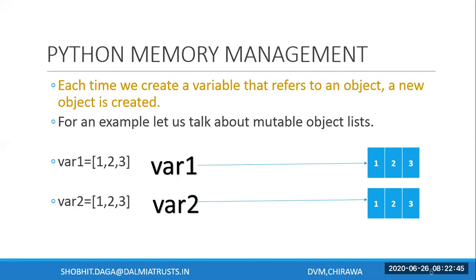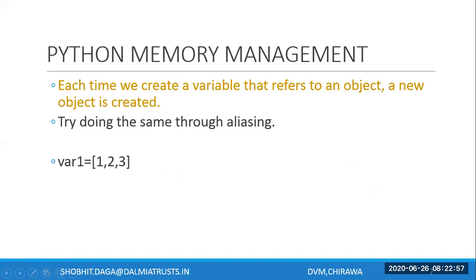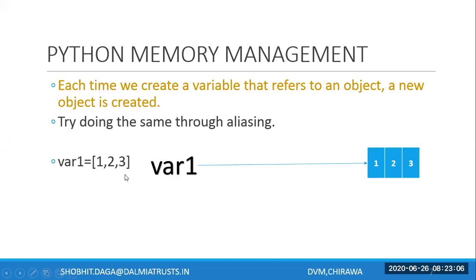Before that, we will do another example of this. Suppose, still with list, whenever I'm creating a list, I want them to point to the same values. So what I can do is that through aliasing. How can I do that? var1 is given a value 1, 2, 3. And now I will alias this object. Remember, aliasing is I'm not creating a new object. I am just giving this object a new name.